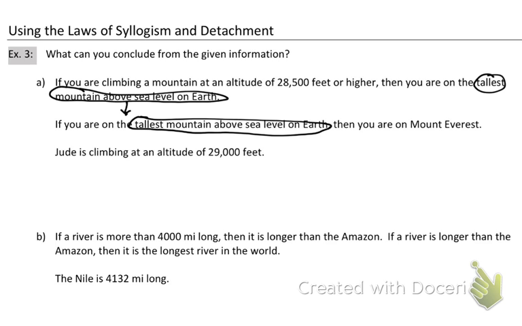So now it says Jude is climbing at an altitude of 29,000 feet. What can we conclude about Jude? Owen? He's on the tallest mountain on Earth. So we get to that one, which links up to this statement, which we can go further and then say he must be on Mount Everest. So you are correct to conclude this, but law of syllogism says we can then connect it to this one as well. So Jude is on Mount Everest. Does that make sense how you can do that additional step?